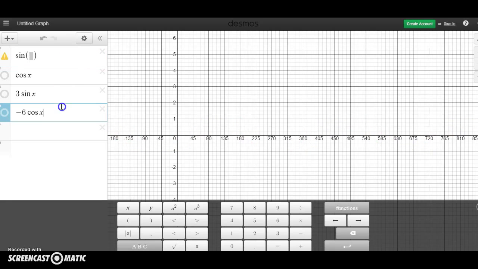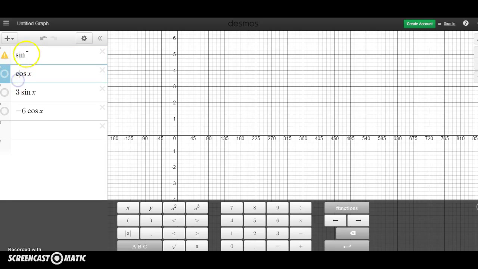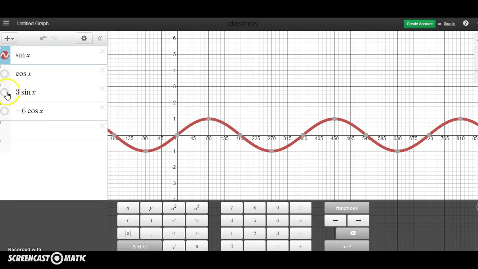Let's go back here. Get rid of this. Just sine x in red. And my transformation, get rid of that 3. I'm going to transform by, in green here, and I'm going to say -30.